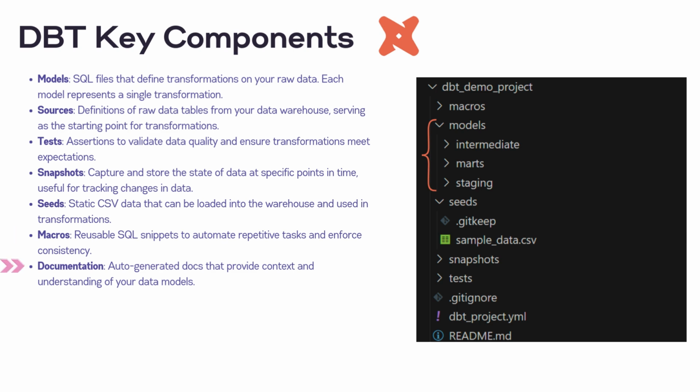7. Documentation. Last but not least, DBT generates auto-documentation for your data models. This makes it easier for your team to understand the context and logic behind your transformations, promoting collaboration and reducing onboarding time. It's also worth mentioning that DBT encourages structuring your models into logical layers: staging, intermediate, and Marts. This helps maintain clarity in your workflows, ensuring raw data is first cleaned and standardized in staging, refined and aggregated in intermediate models, and finally optimized for business consumption in Marts.